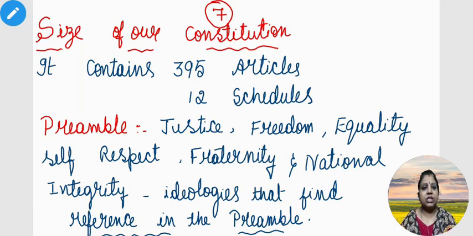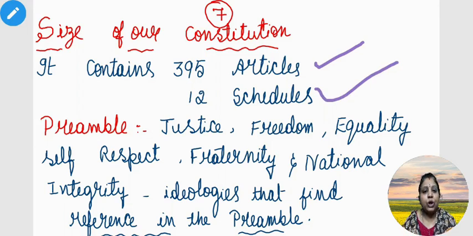Size of our Constitution. Our Constitution contains 395 articles and 12 schedules. So in my next video, I will discuss the preamble of the Constitution and the salient features of the Constitution.